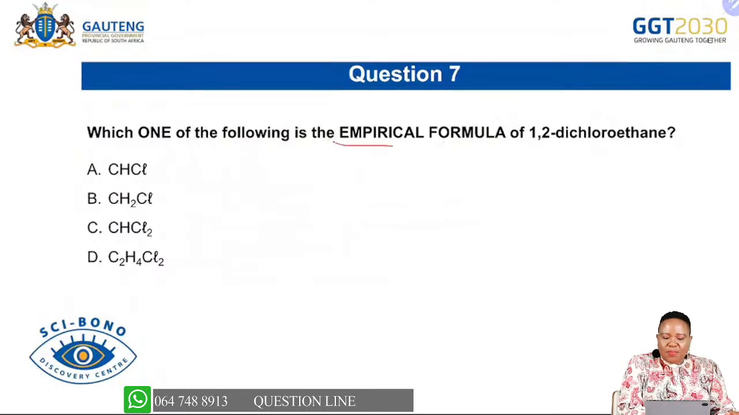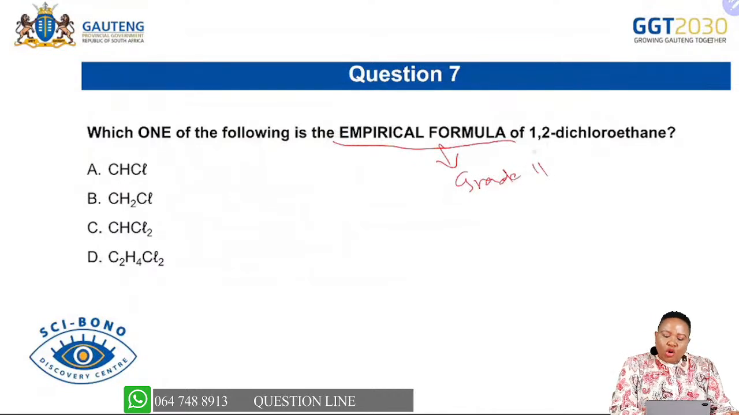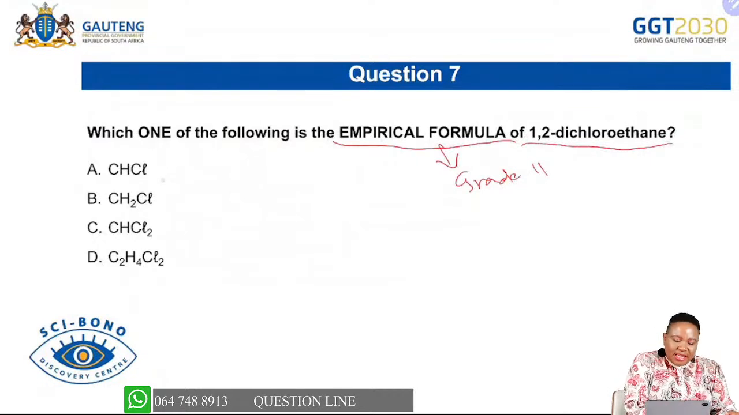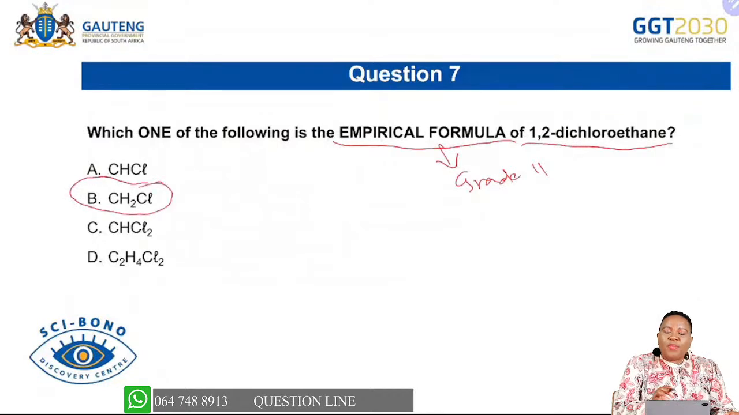So here they say the empirical formula. Remember, this is a grade 11 topic. This is a grade 11 concept. So if you can write the molecular formula of this 1,2 dichloroethane, you will see that your empirical formula will be number B. And you know how you find the empirical formula. So don't forget that concepts in grade 11 are sometimes examinable in grade 12, such as empirical formula or stoichiometry that is coming from grade 11.